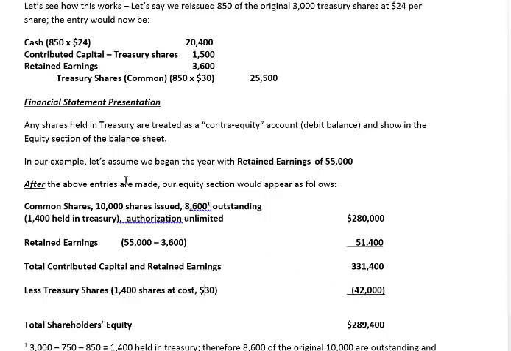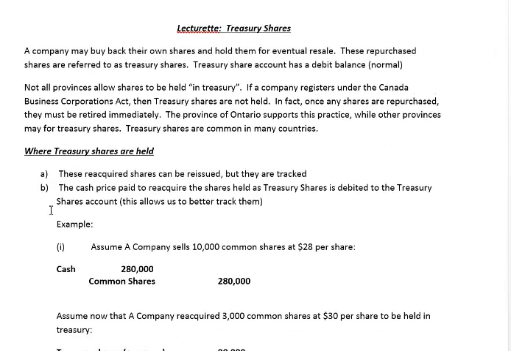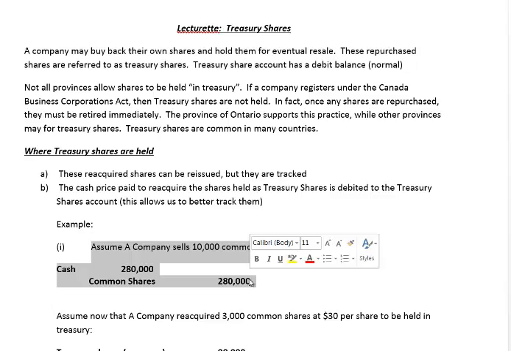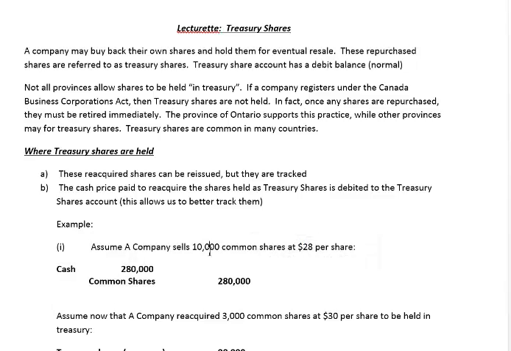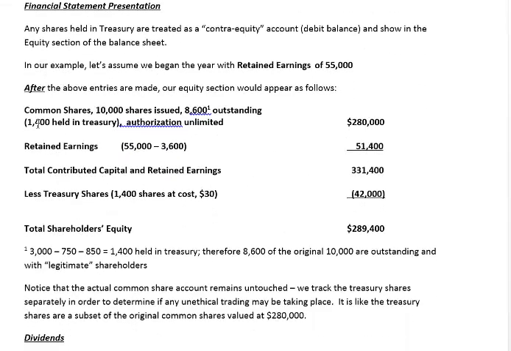So now if we look at the entire equity section, what would it look like? Well, remember, this whole thing started because we had treasury or common shares that we bought for $280,000, and we bought 10,000 of them. So what we have to do here is to show the common shares, the original 10,000 that we issued, but don't forget, we've only got 8,600 outstanding. Why 8,600? Because 1,400 are with us. So we've got, in essence, 10,000 shares issued.